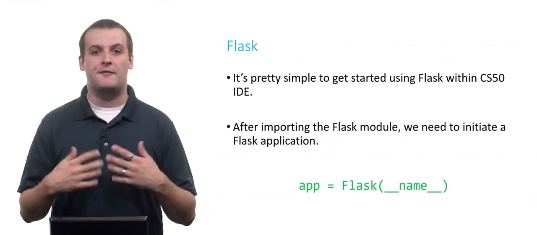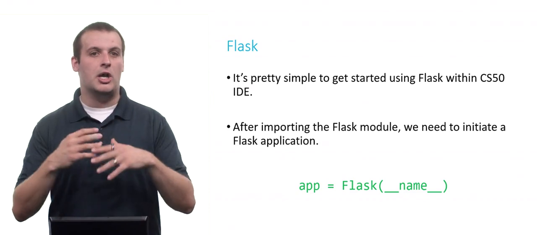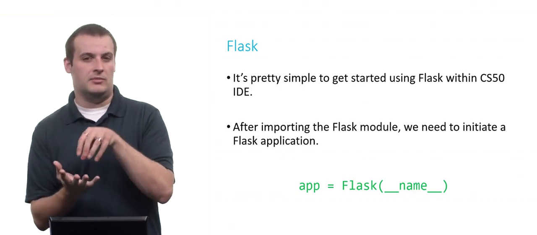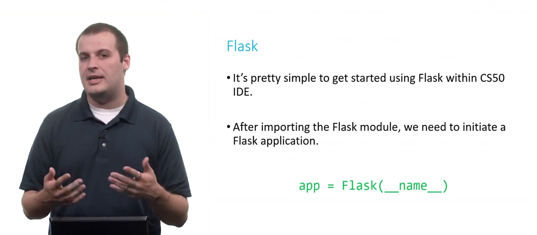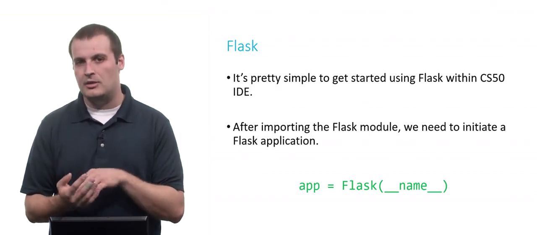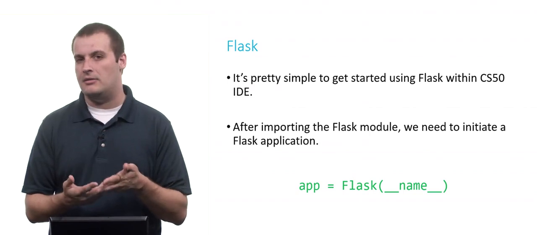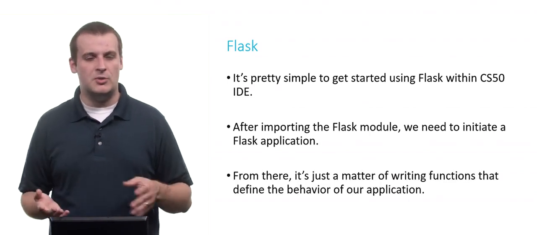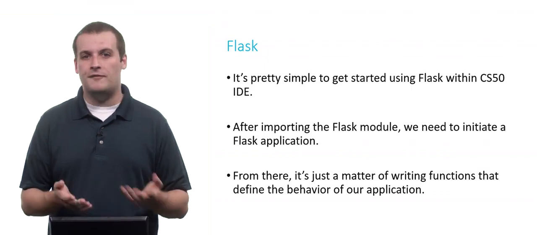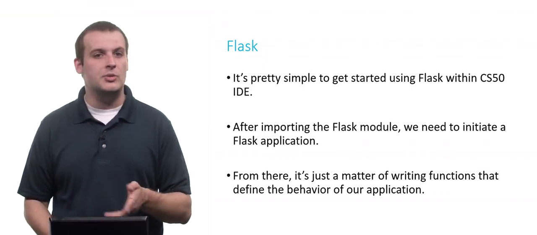So basically, this is creating a Flask application based on whatever file this line of code appears in, which again is always going to be generally application.py. So it's basically creating an app, a Flask application, from the application.py file. And then from there, we just have to write functions, which we're familiar with doing in Python, to define the behavior of our application when we do different things.